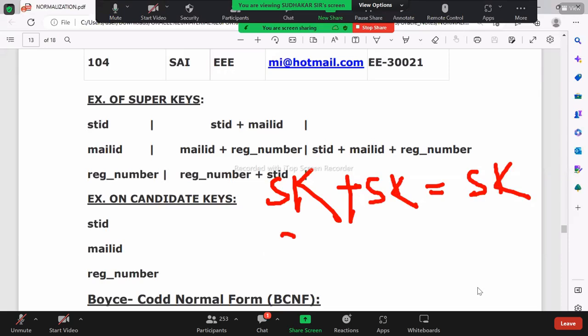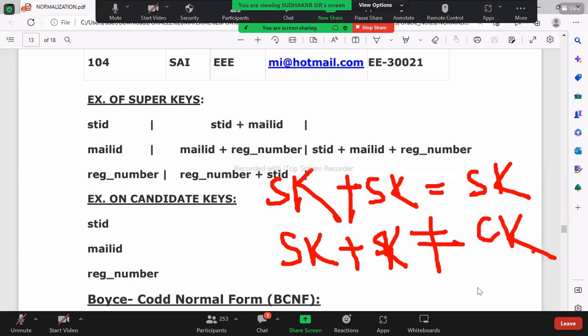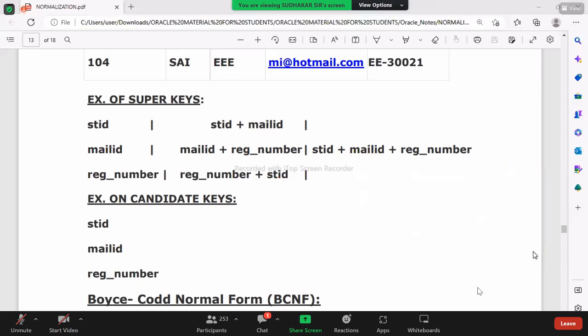But remember, super key plus super key will not become a candidate key. Carefully observe: any two super key columns, I can also call it a super key. But any two super key columns will never be a candidate key. Candidate key means what? Individual. Every individual column is called a candidate key. But a two-column combination, I can't call a candidate key. Understand? So this is what we call the super key and candidate key definitions.